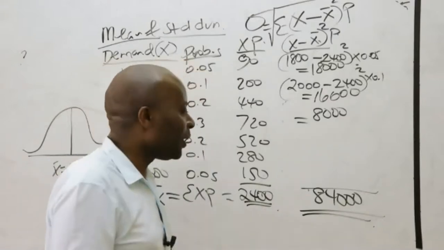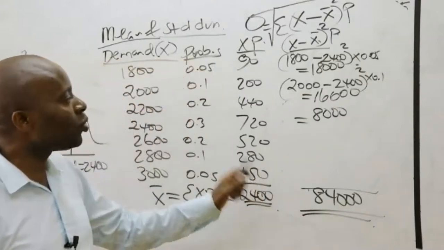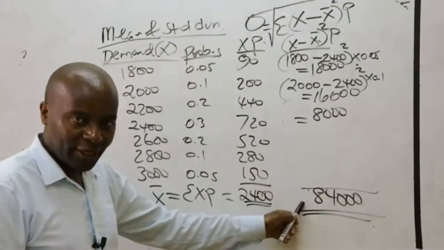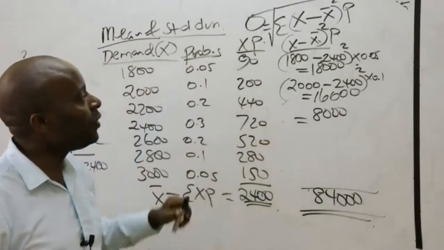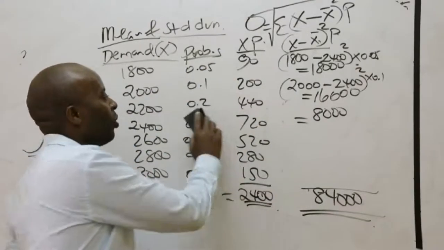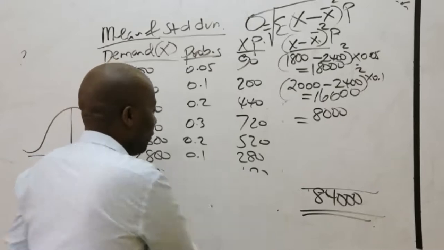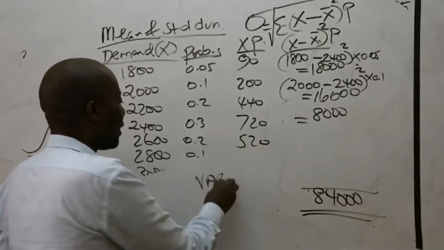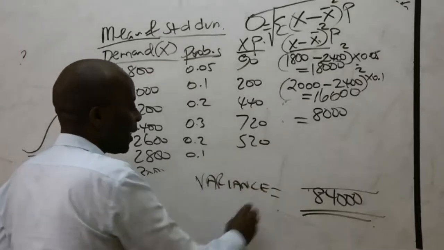So having gotten this 84,000, then this is not your standard deviation. This is what we call variance. We are in need of the standard deviation, so I need to come and take the square root of that. So you can label there the figure we have gotten here is called variance.